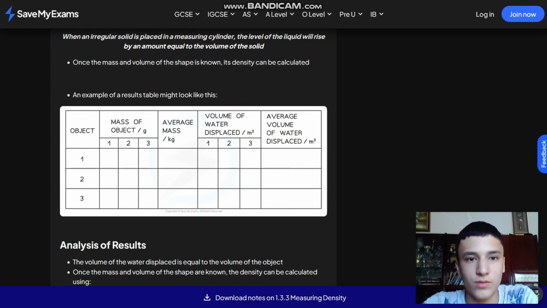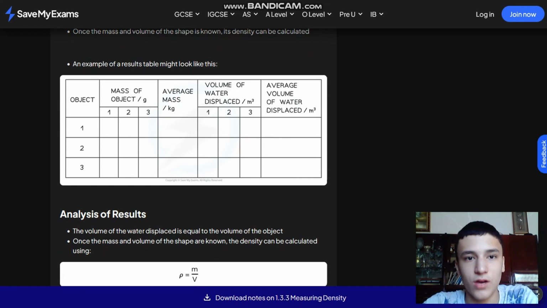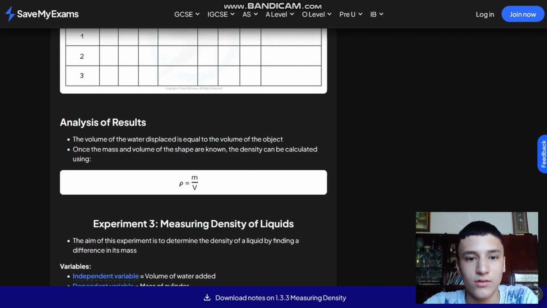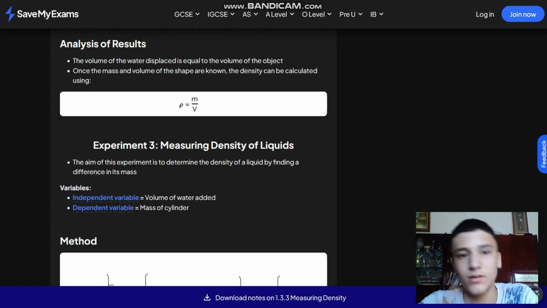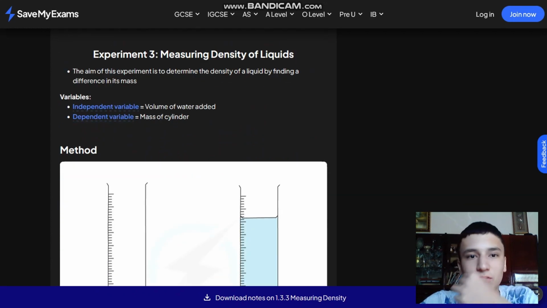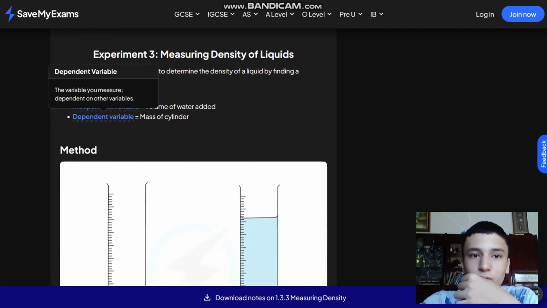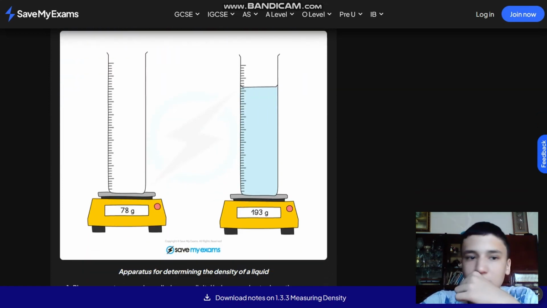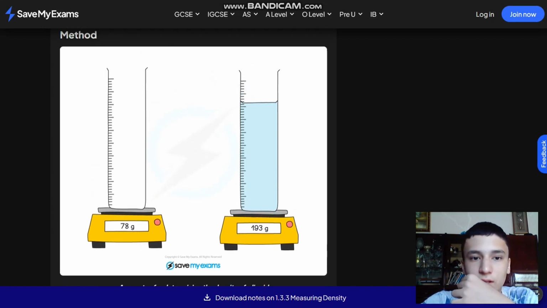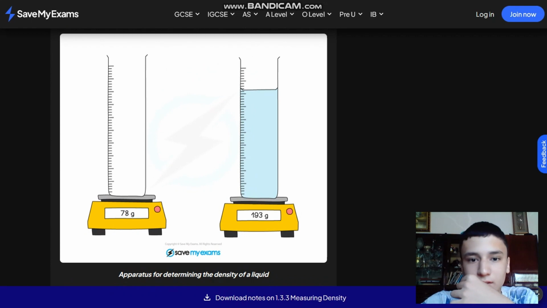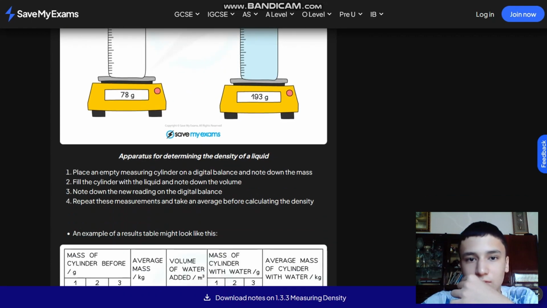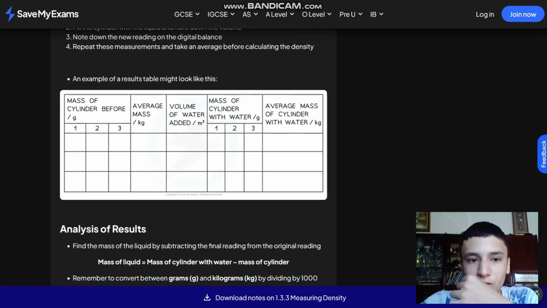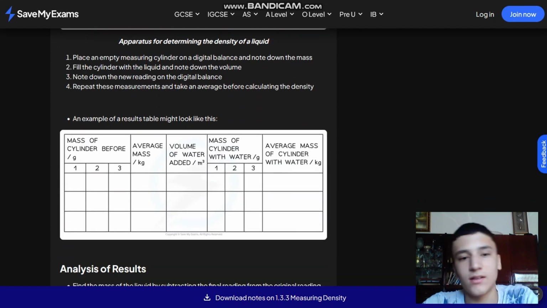So this would be how your table looks like after doing the experiment. Again, this formula. Experiment 3, measuring the density of liquids. Now our dependent variable would be the mass of the cylinders. As you can see, we are first measuring this on an electronic balance, and then we are filling it with water, so we can easily calculate its mass.